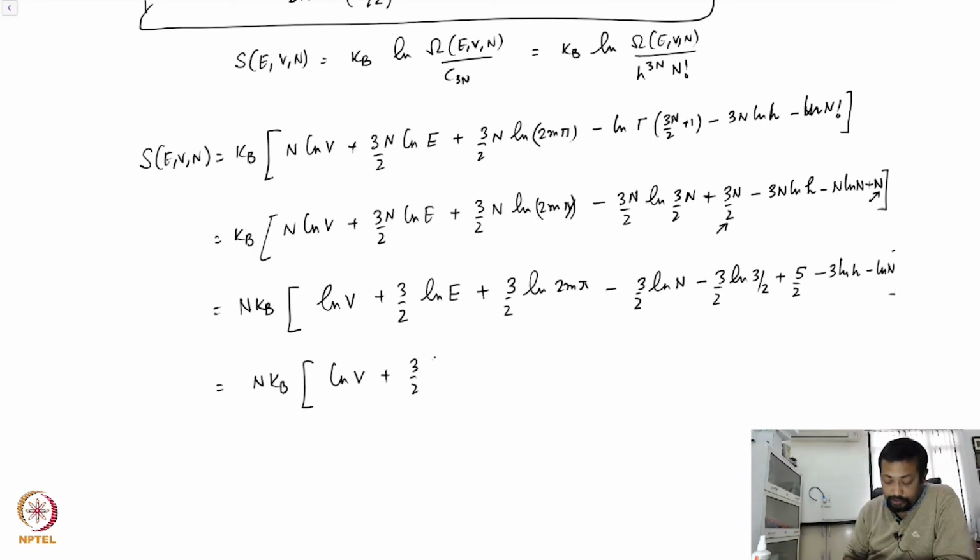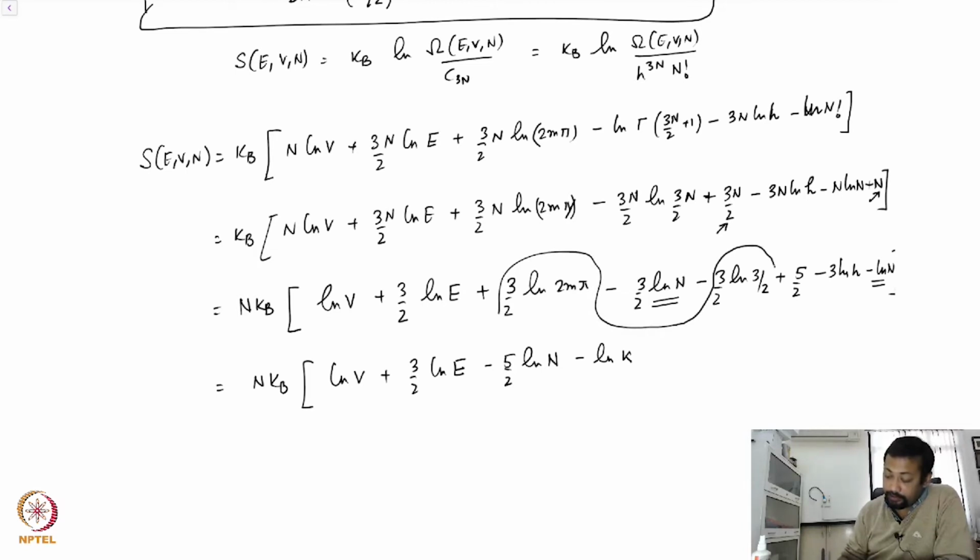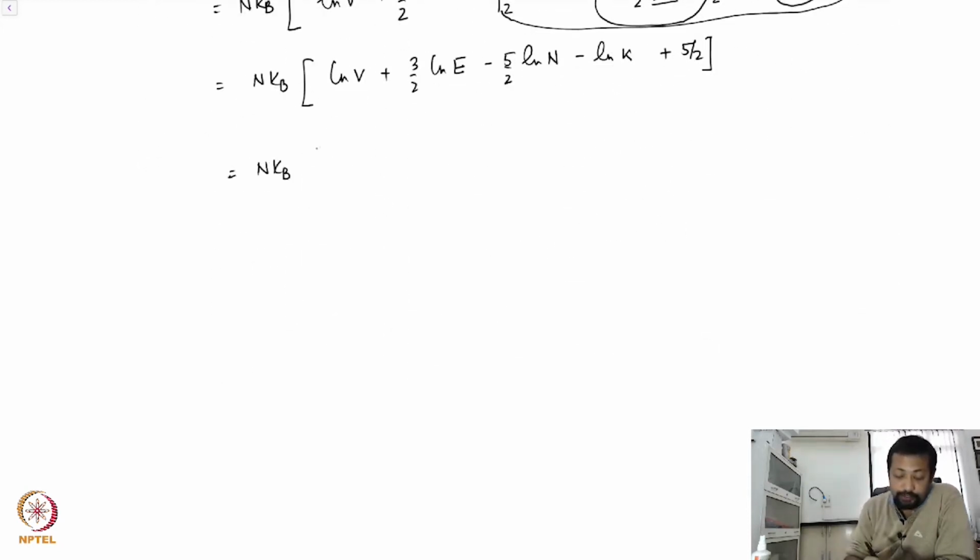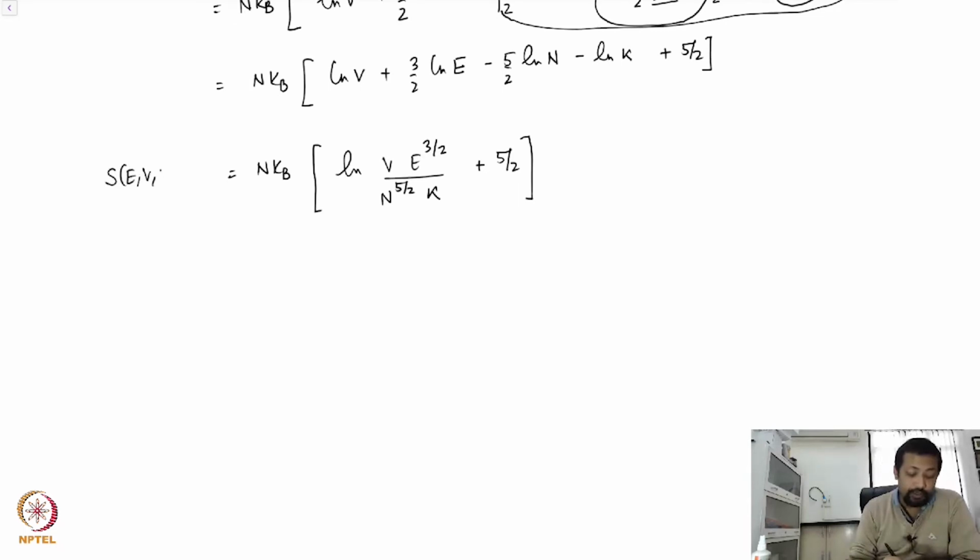Let's bring together the terms which I am interested in. 3/2 minus n gives me minus 5/2 ln n, plus, so we will just write down minus ln of kappa, where kappa is a constant which you evaluate by plugging in these terms together, plus 5/2. And you see that this expression takes the form ln V e to the power 3/2 n to the power 5/2 kappa plus 5/2, exactly the form of the entropy which we derived for an ideal gas when we are looking at thermodynamics using the Gibbs-Duhan relation.